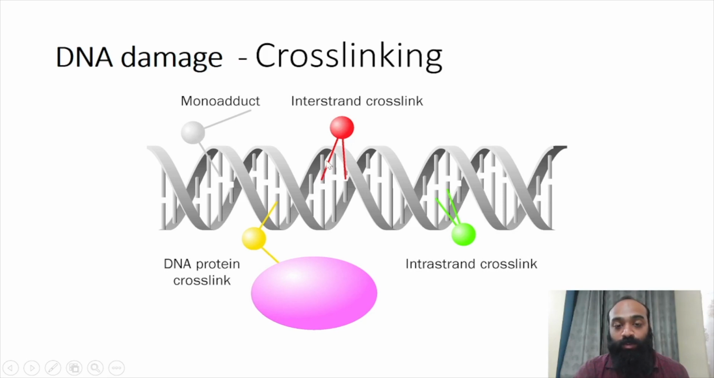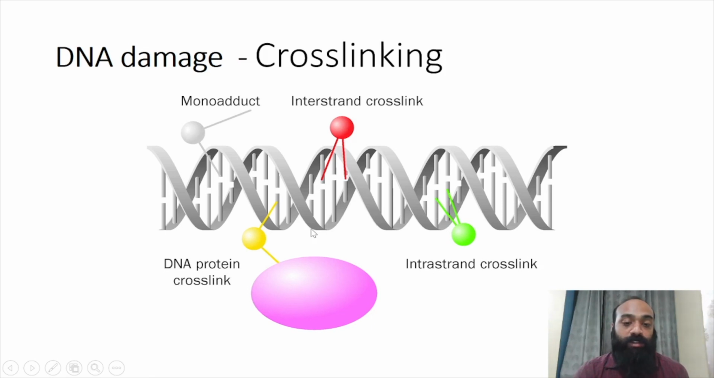So this forms a sort of bond between a base on one strand and a base on another strand. Again, this will lead to distortion of the DNA helix and problems in replication and transcription. The other type of crosslink, as you can see over here, is an intra-strand crosslink, which is formed via the adduct between a base on one strand and a base on the same strand. That can also lead to problems of transcription and replication.